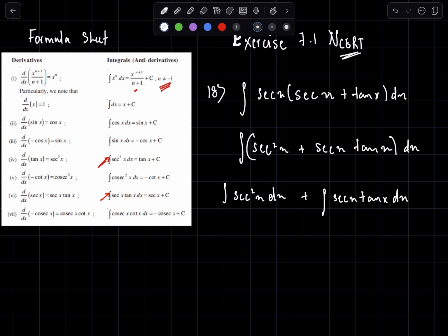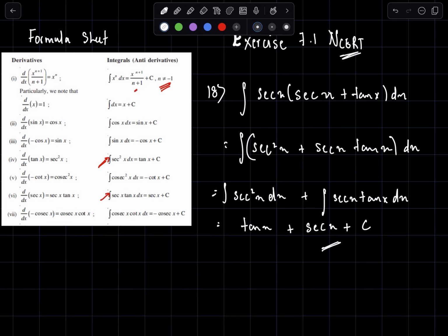Now what is the integral of this? Of course it is tan x, plus secant x tan x is what? Secant x plus c. As simple as that, right? That should be for question number 18. So tan x plus secant x plus c.